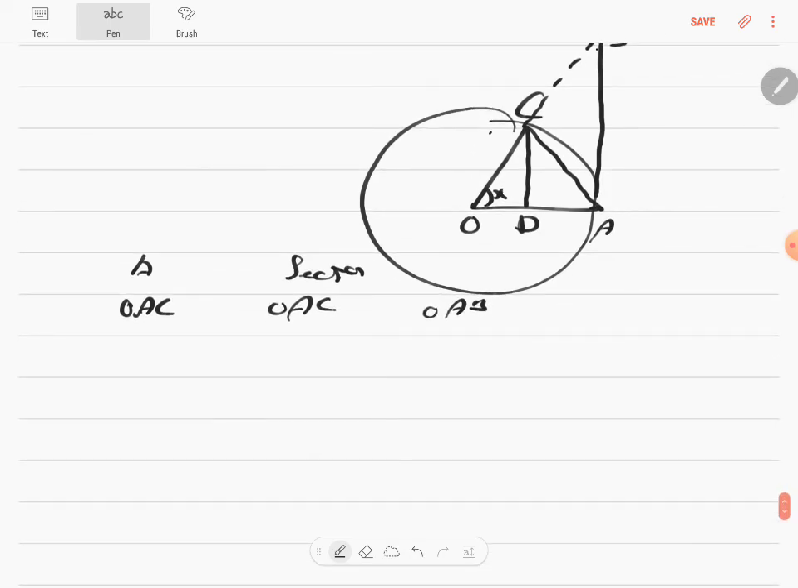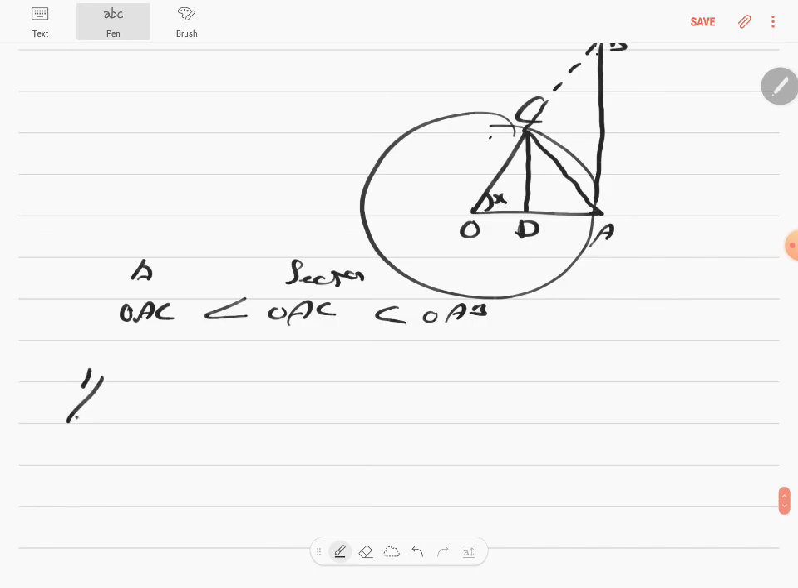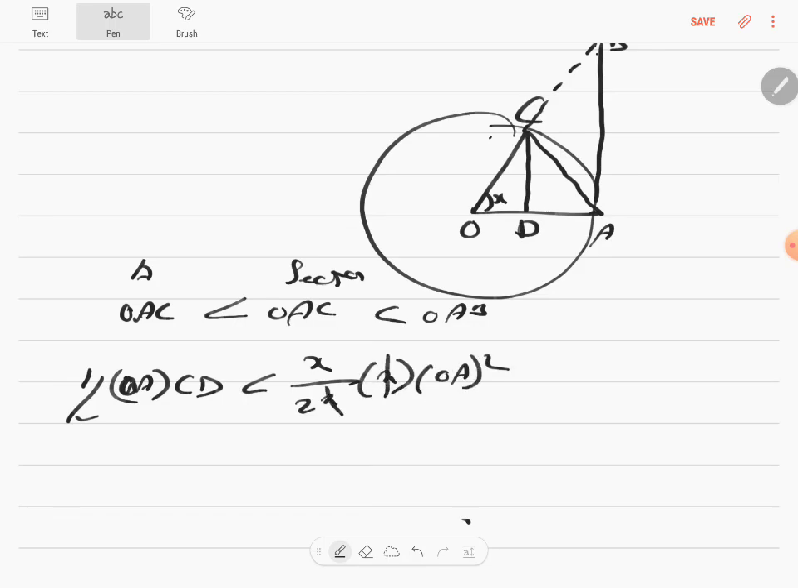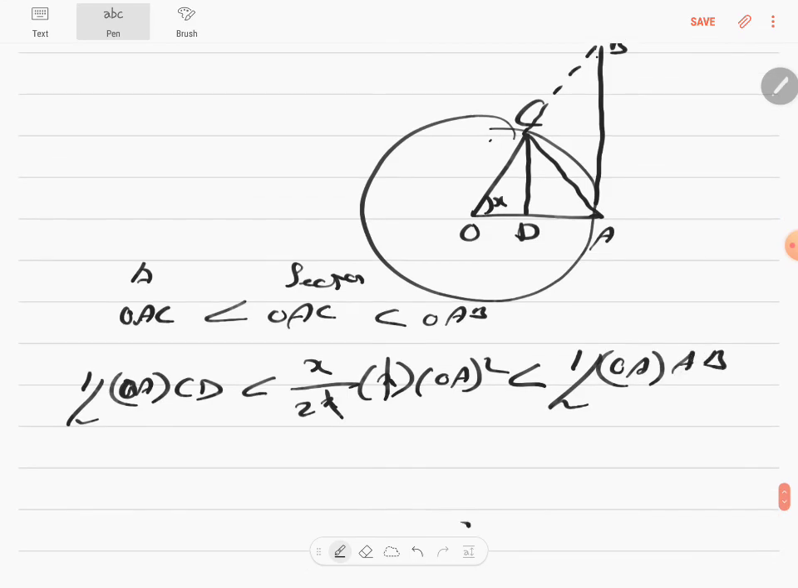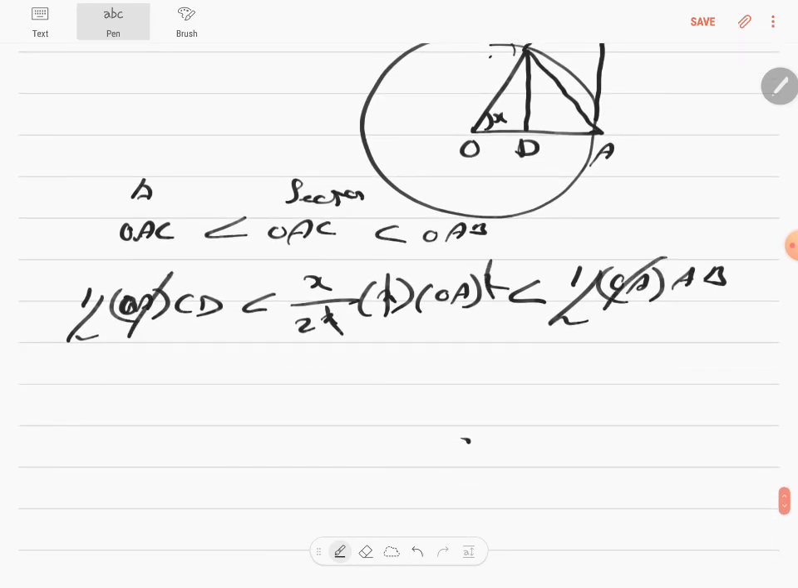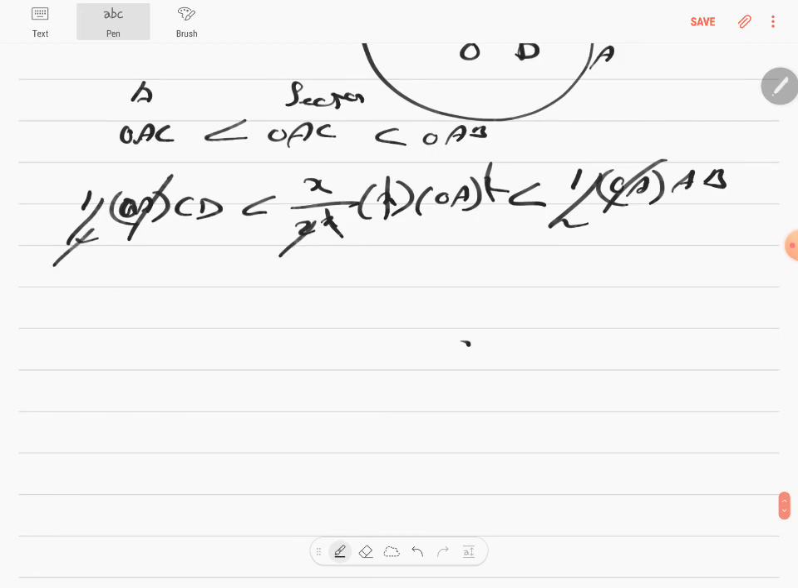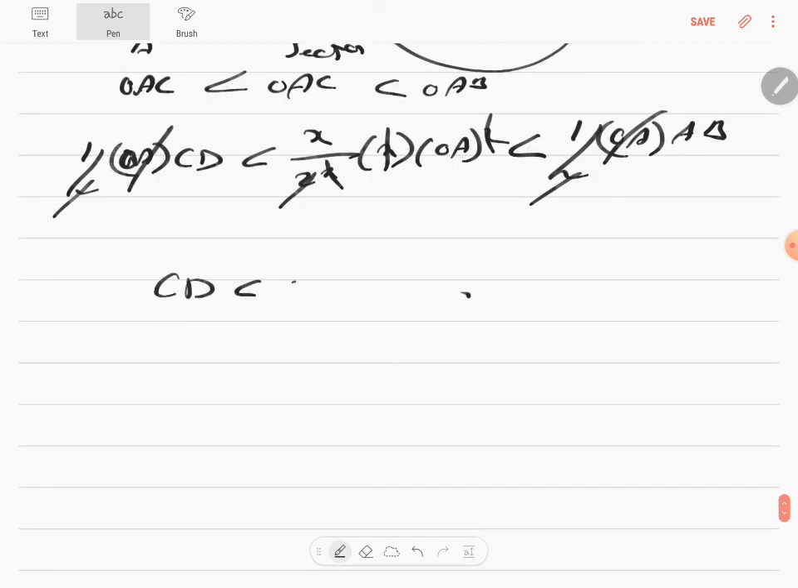So you know that this is less than this is less than this. So the area is half into OA into CD. It's lesser than half into theta by 360 into pi r square. So theta is x, x by 360 is 2 pi into OA square, r square. So pi and pi get cancelled. It's lesser than the area of the bigger triangle, which is half into base into height, which is AB. So from this, OA throughout gets cancelled, and half also throughout gets cancelled. CD is lesser than x into OA is lesser than AB.